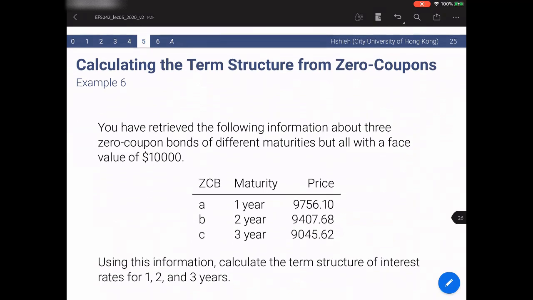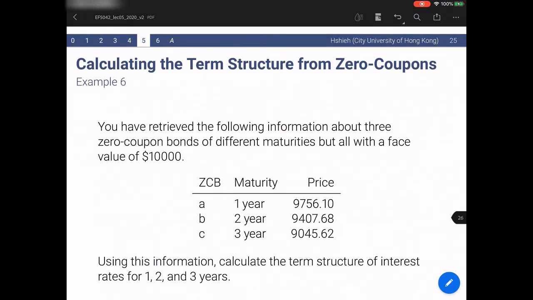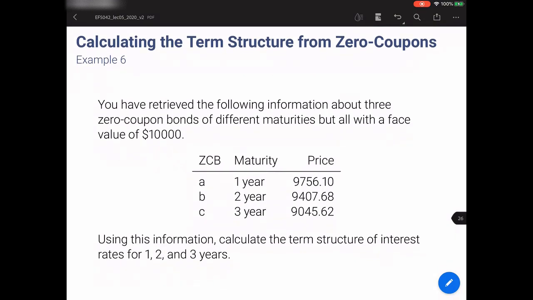All right, so let's go through another example. We're going to use this information to calculate the term structure of interest rates for 1, 2, and 3 years, and it should be quite simple because they are all zero coupon bonds. In this example, we retrieve the following information about 3 zero coupon bonds of different maturities, and they all have a face value of $10,000. There are 3 zero coupon bonds, A, B, and C, maturing in 1, 2, and 3 years respectively, and they have the following prices listed here.